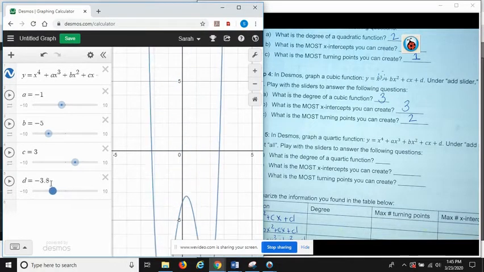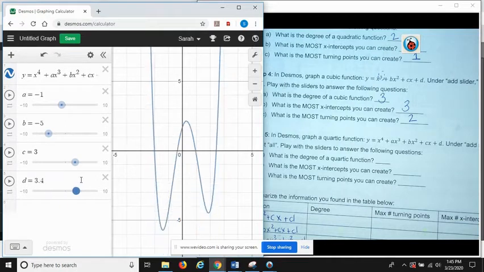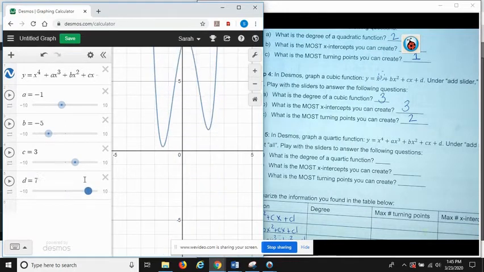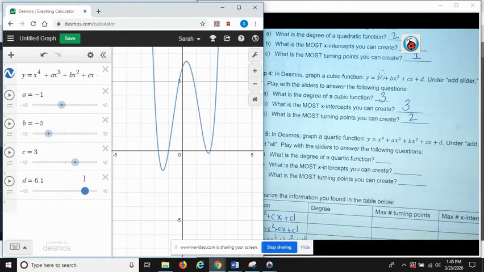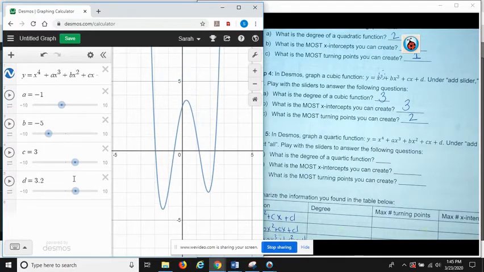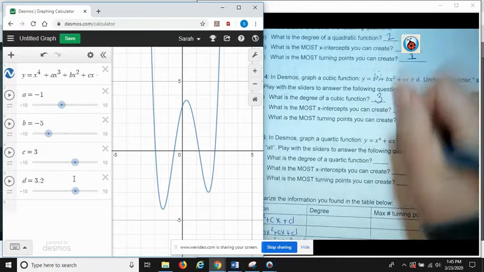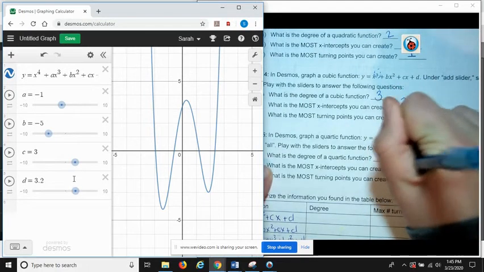And so if I shift this around, I can get it to have 2, I can get it to have 0, I can get it to have 1, if I can get this one to touch exactly on the right-hand side, I could get it to have 3, and then if I push it down even more, I can get it to have 4. So my most x-intercepts is going to be 4.